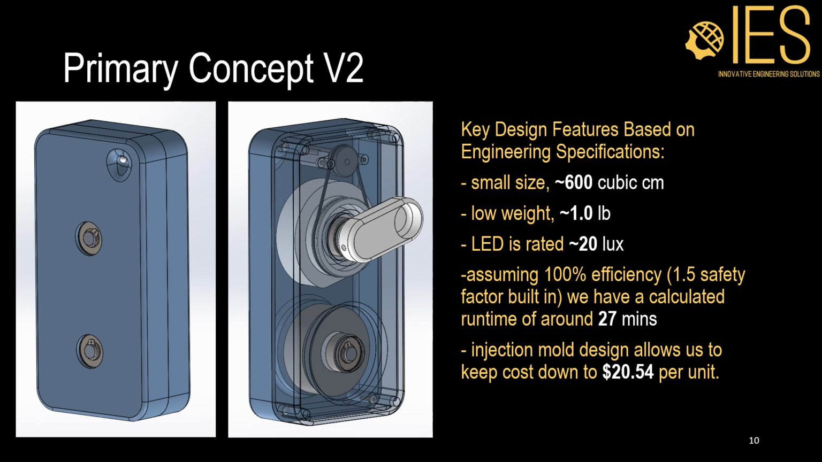V2 meets the engineering specs decided in Progress Report 1. It has a 600 cc volume, a low weight of about 1 pound, and an LED rating of around 20 lux. It runs for a predicted 27 minutes and costs about $20.54 to the customer.